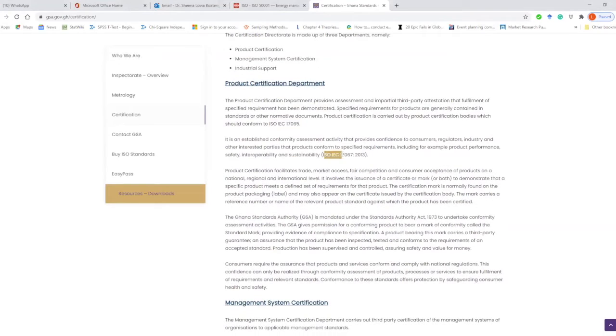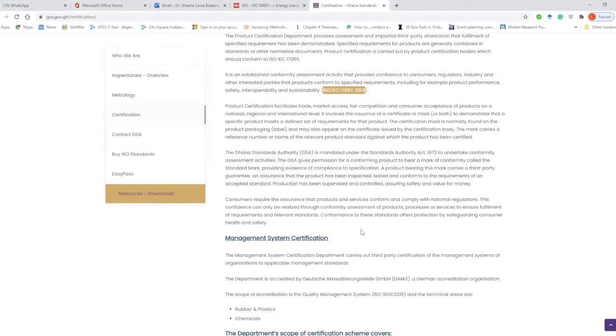Look at this number, ISO IEC 17067:2013. What does that mean? It means its last update was in 2013. Awesome. Right? So that is how they are read. So we have confirmed right now that the Ghana Standards Authority, in fact, does do the ISO certification. And they do it for all the others. Because remember, I told you there are so many others.